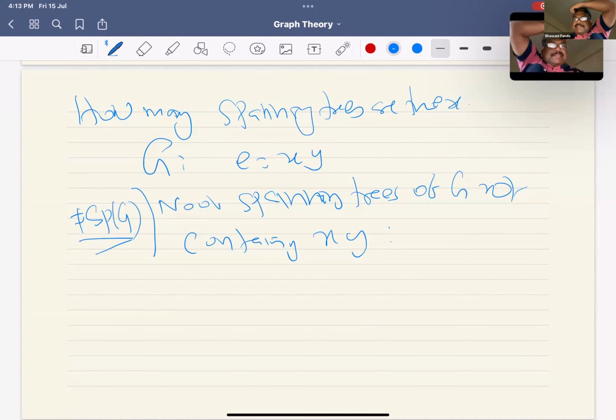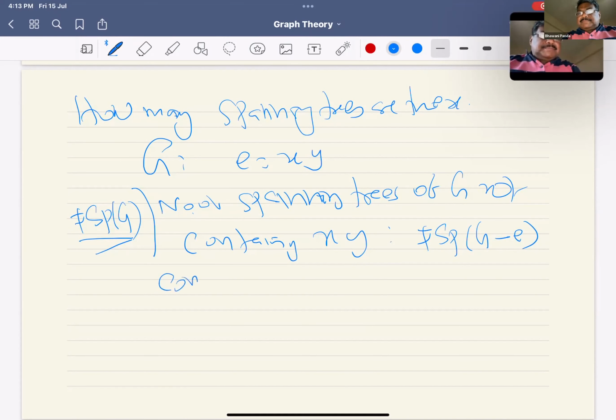So the number of spanning trees of G not containing xy, what will it be? This will be basically the number of spanning trees of G minus e, because e is not present. Even if you remove this edge e, whatever the number of spanning trees of G minus e is, it will be the same thing. So the number of spanning trees containing xy, what will happen? There is a contraction operation.